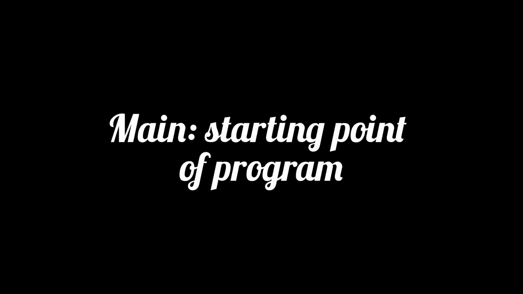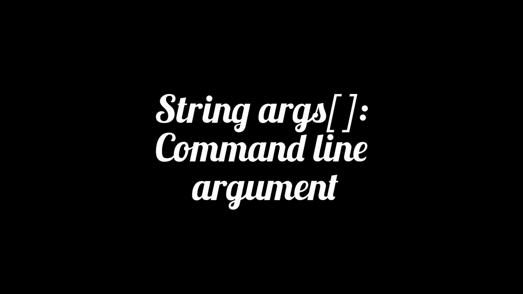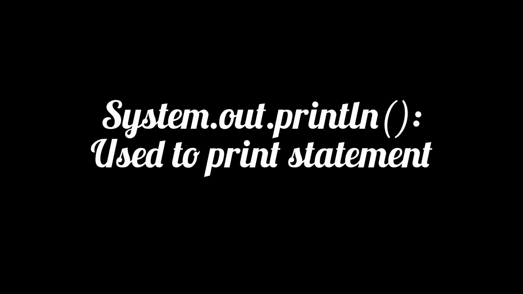Void is the return type of the method. It means it does not return any value. Main represents the starting point of the program. String args is the command line argument. System.out.println is used to print the statement.